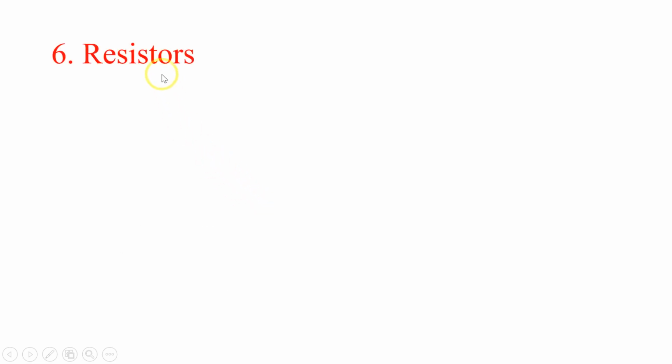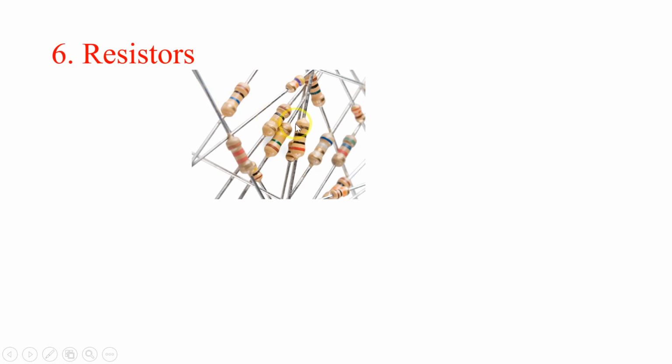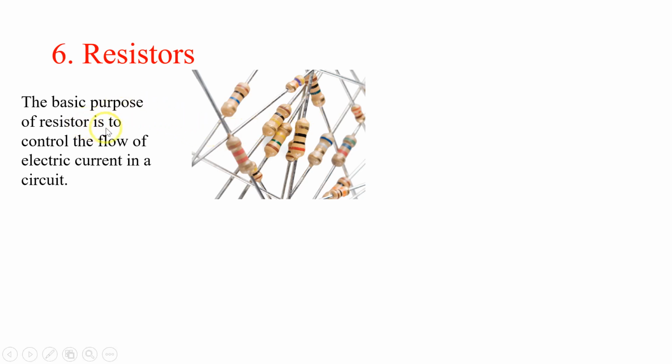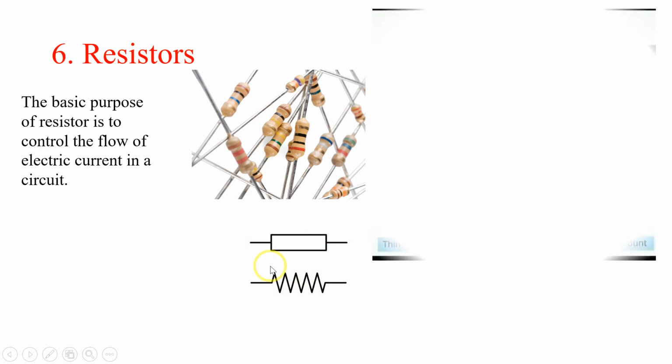Resistors. Resistors are of different types. You have seen this type of resistor in electronic devices. When you open any electronic device, you will notice this type of component in them, and the basic purpose of a resistor is to control the flow of current. So the basic purpose of a resistor is to control the flow of electric current in the circuit. You can represent a resistor through this symbol or through this symbol.